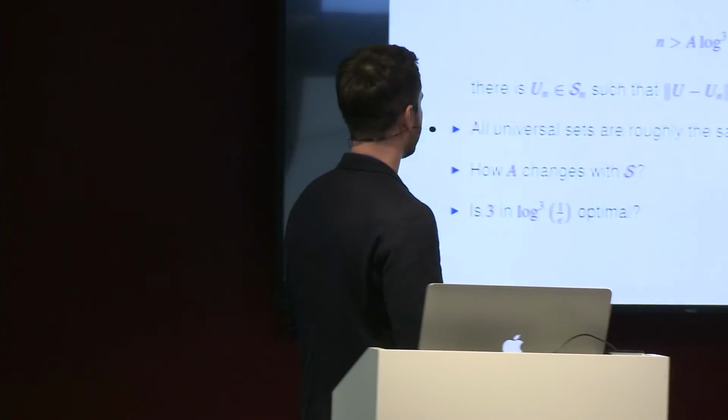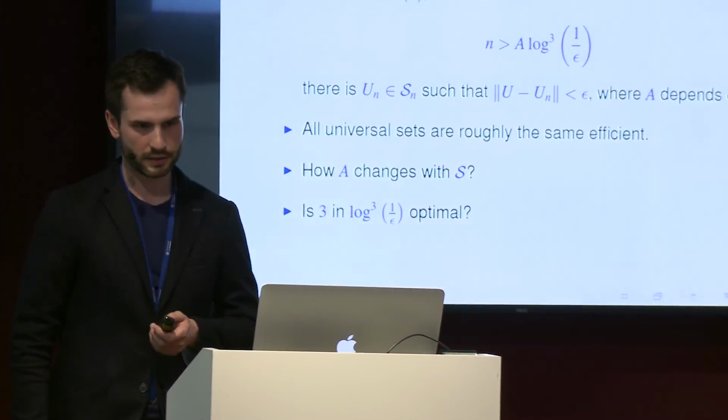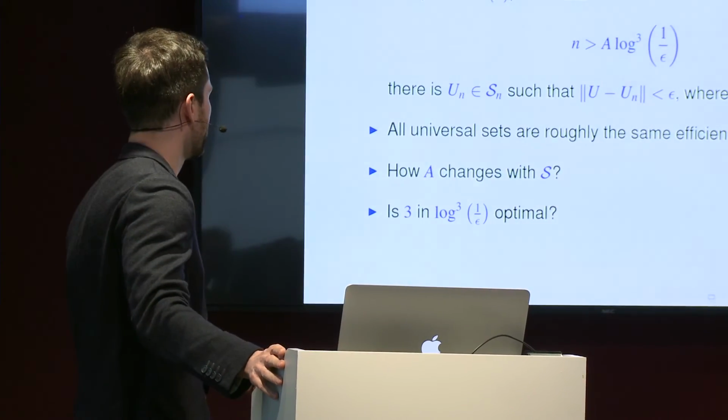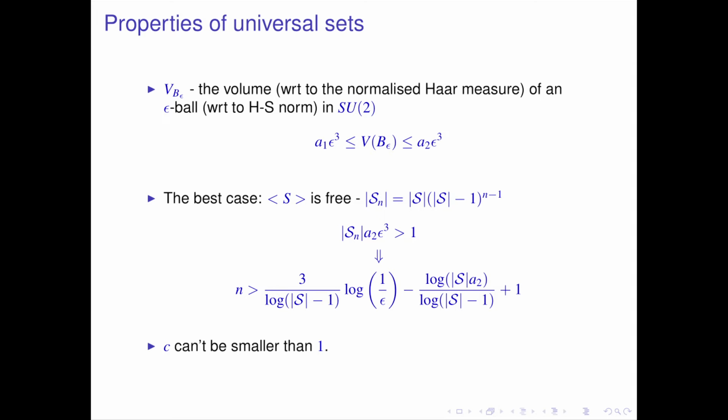Great. So let me start with this exponent. Is this three actually the optimal value? To see that it is not, it's enough to consider a very simple thought experiment. In the group SU2, we can have balls. By V_B(epsilon), I will denote the volume of a ball centered at the identity with radius epsilon. Of course, to calculate volume, you need some measure of volume, but it's all well defined for compact groups. This is the so-called Haar measure, and the distance is the Hilbert-Schmidt norm.